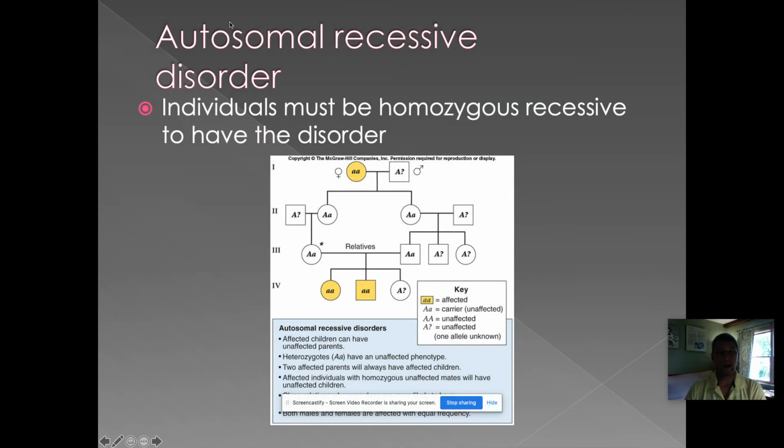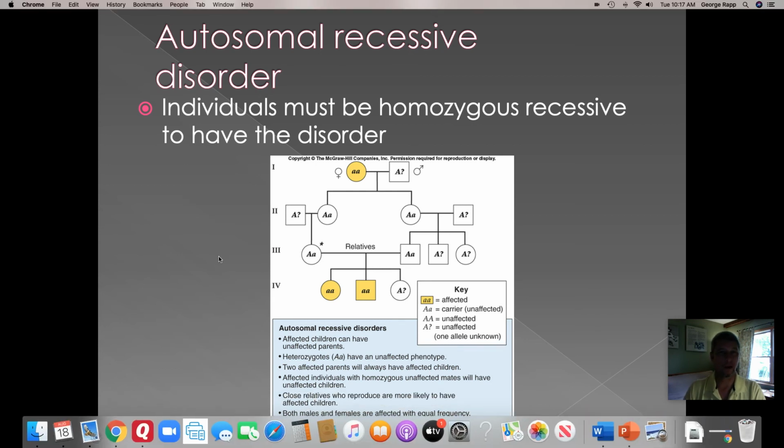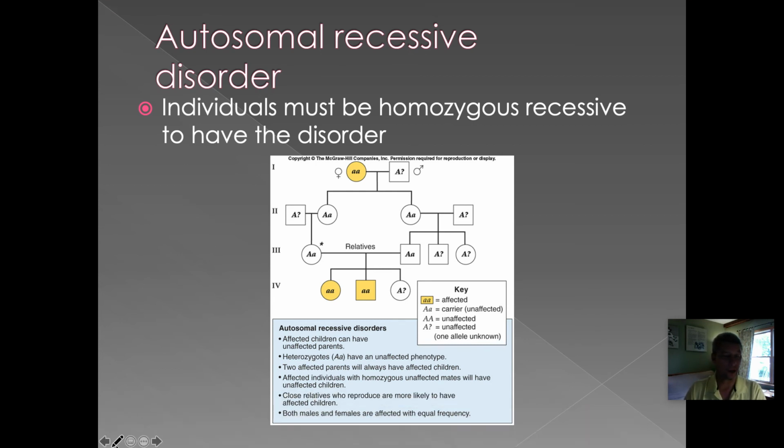Good morning, and welcome to the second of two videos on genetic inheritance. Now, in this video, what we're going to concentrate on is disorders of a genetic nature, right? Things that can cause diseases and other problems in humans. We'll start with a discussion of what we call autosomal recessive disorders.